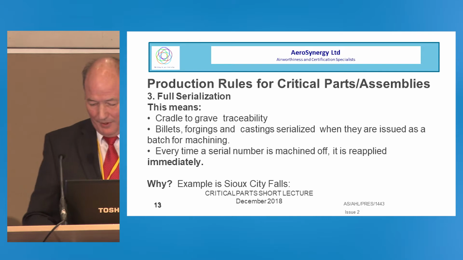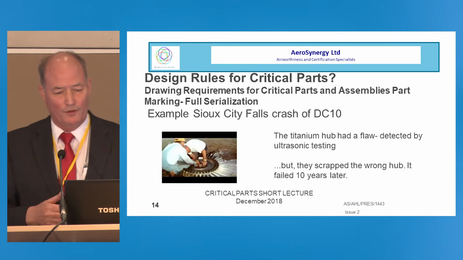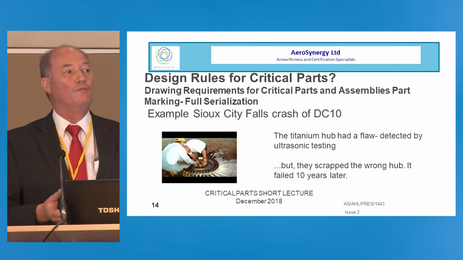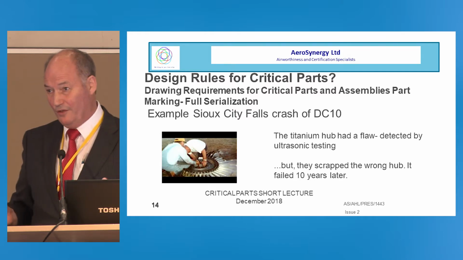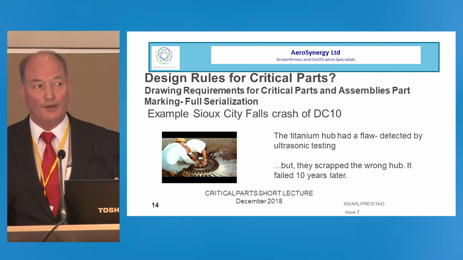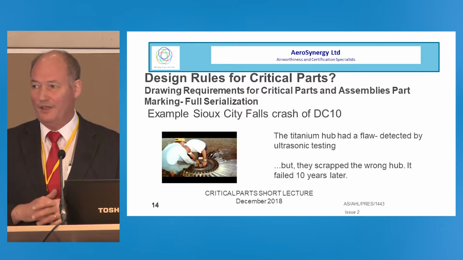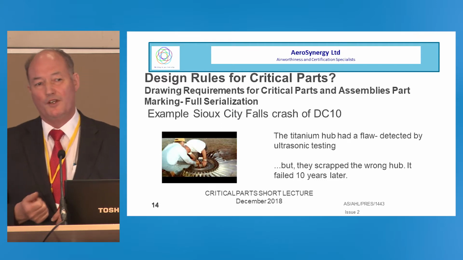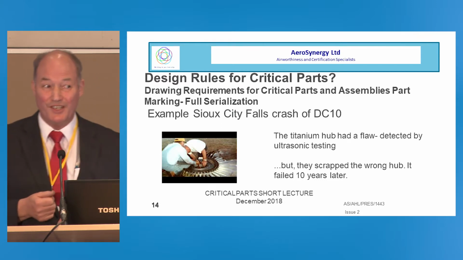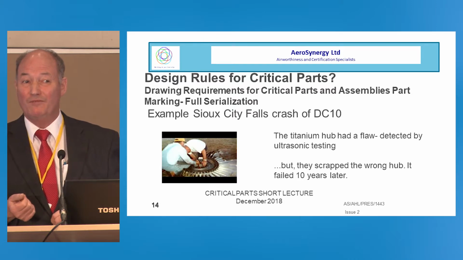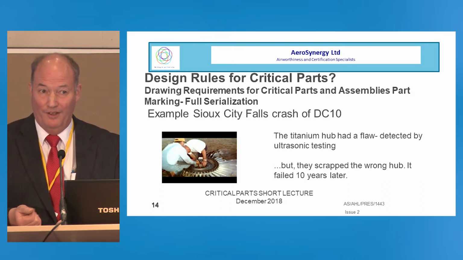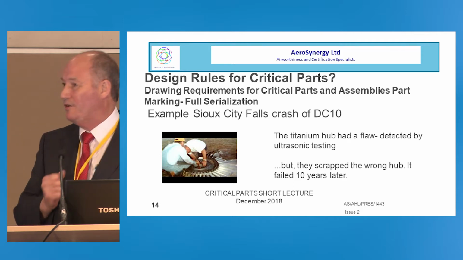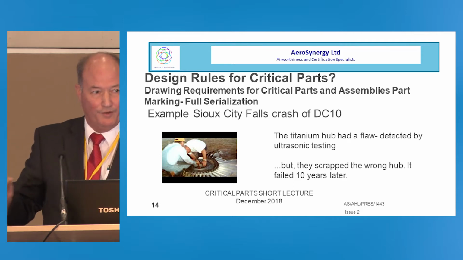Why? Well, the best example I give, funnily enough, is not a helicopter crash at all. It was a DC-10 at Sioux City. A titanium hub in number 2 engine blew up, took out all the flying controls on the aircraft. They were very lucky to get it down at all. As it was, I think half the people survived. But the titanium hub was found to have had a flaw, which had actually been detected by ultrasonic inspection, but they scrapped the wrong hub. And that's a wonderful example, or terrible example, of why we must serialize critical parts all the way through their life.